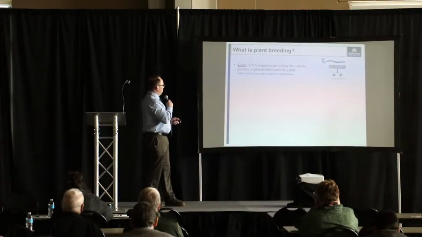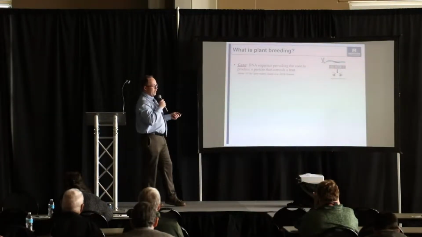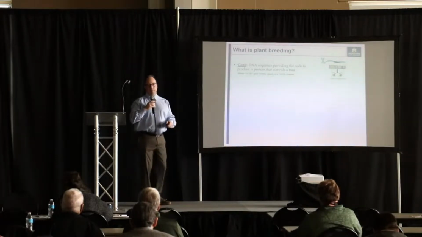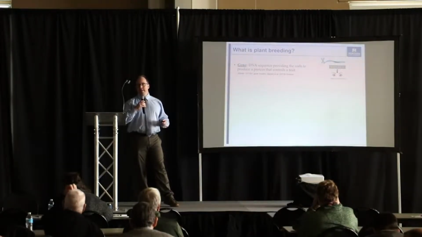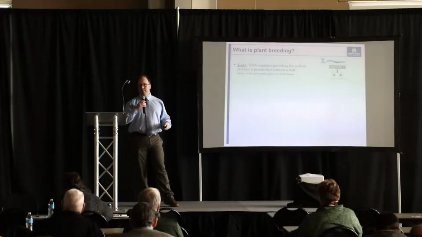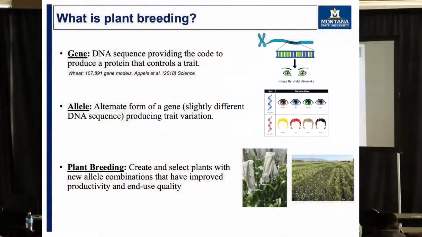The first thing I want to do is define what a gene is. A gene is a DNA sequence that provides a genetic code to produce a protein that controls a trait. An example of a trait is something like eye color. Then you can have different variants of these genes, and these variants we call alleles. These are just slight changes in the DNA sequence that cause trait variation. If you use the example of eye color, you can have one allele that causes blue eyes, and another allele that causes brown eyes. That's how we get variation for different traits.